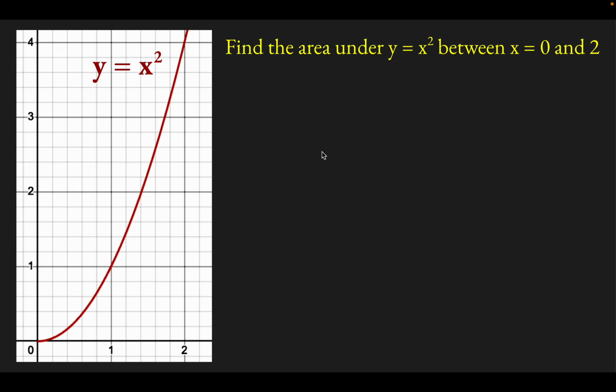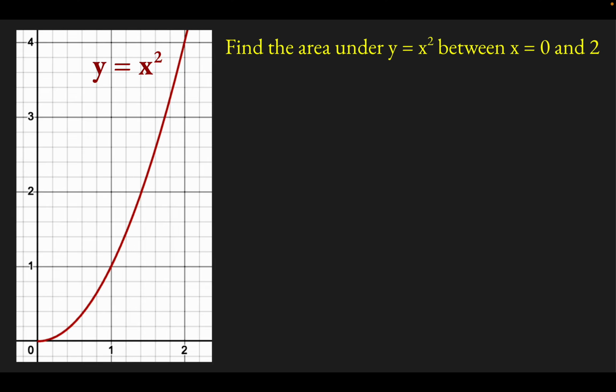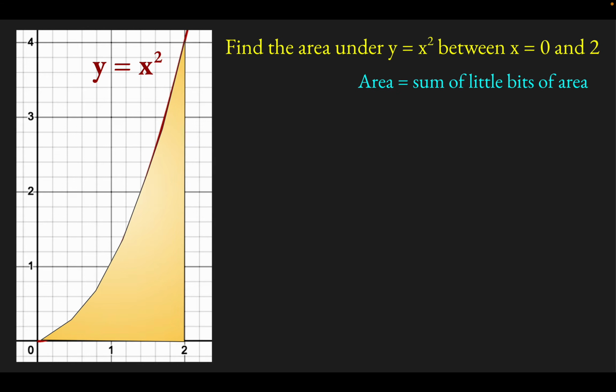All right, my friends, we are going to look at how to find the area under a curve. In this case, it's y equals x squared. And we are going to find the area of this shaded region between x equals 0 and x equals 2. Well, by logic, the area under that curve would be the sum of the little bits of area under that curve. A way to write that in what's called integral notation is like this.